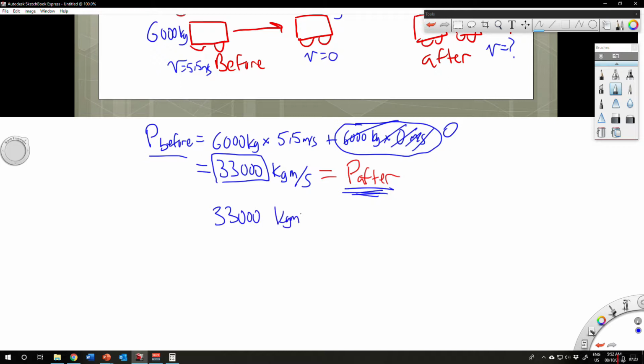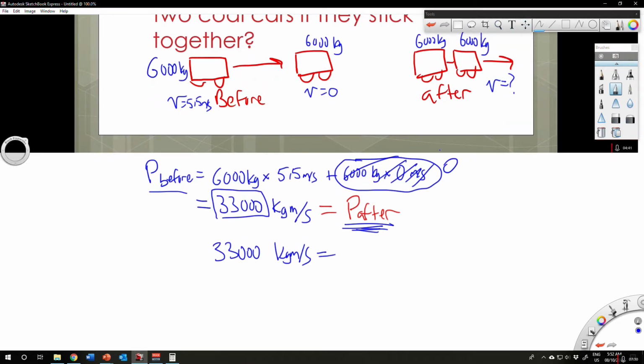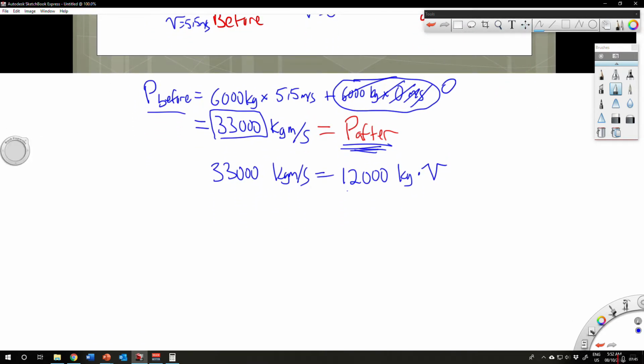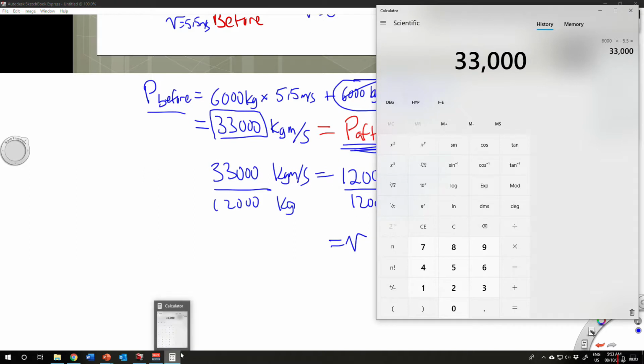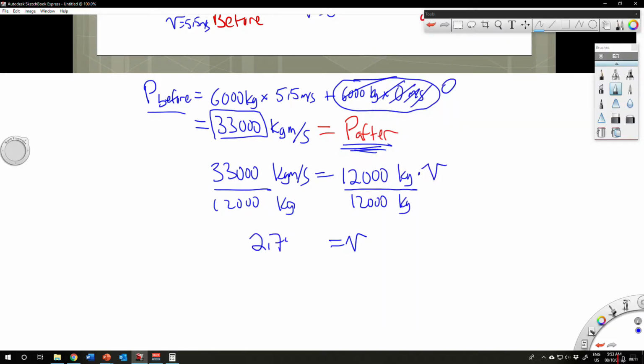33,000 kilogram meters per second is the momentum after. Now, thankfully, in the after case, they stick together, so they have a combined mass of 12,000 kilograms, and they're traveling at some velocity, which we don't know, which we're trying to calculate, right? So now we can just do simple algebra. We'll divide this by 12,000 kilograms. Divide this by 12,000 kilograms. And we get the following. The velocity is equal to this number divided by my mass. So total, 2.75 meters per second. There we go.